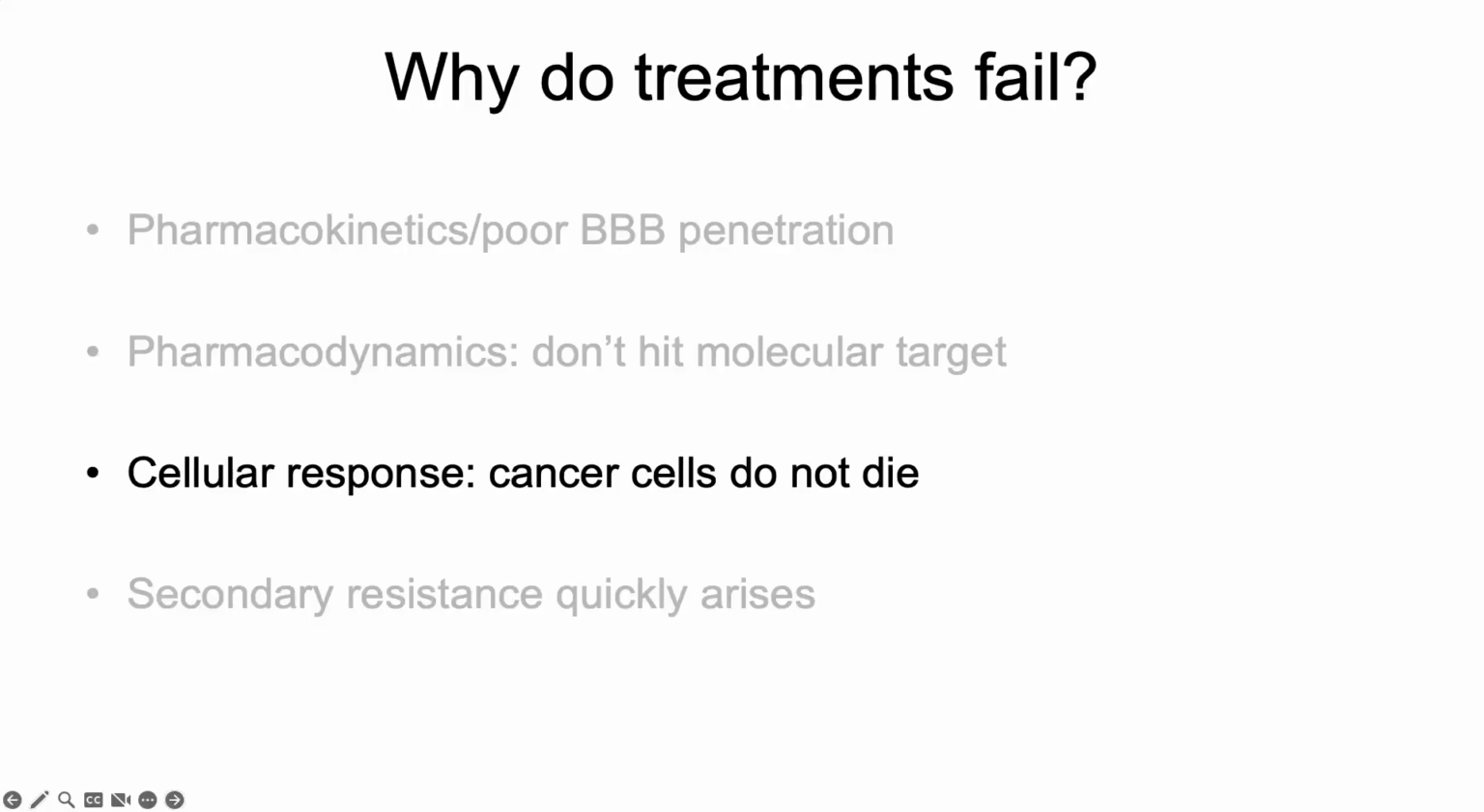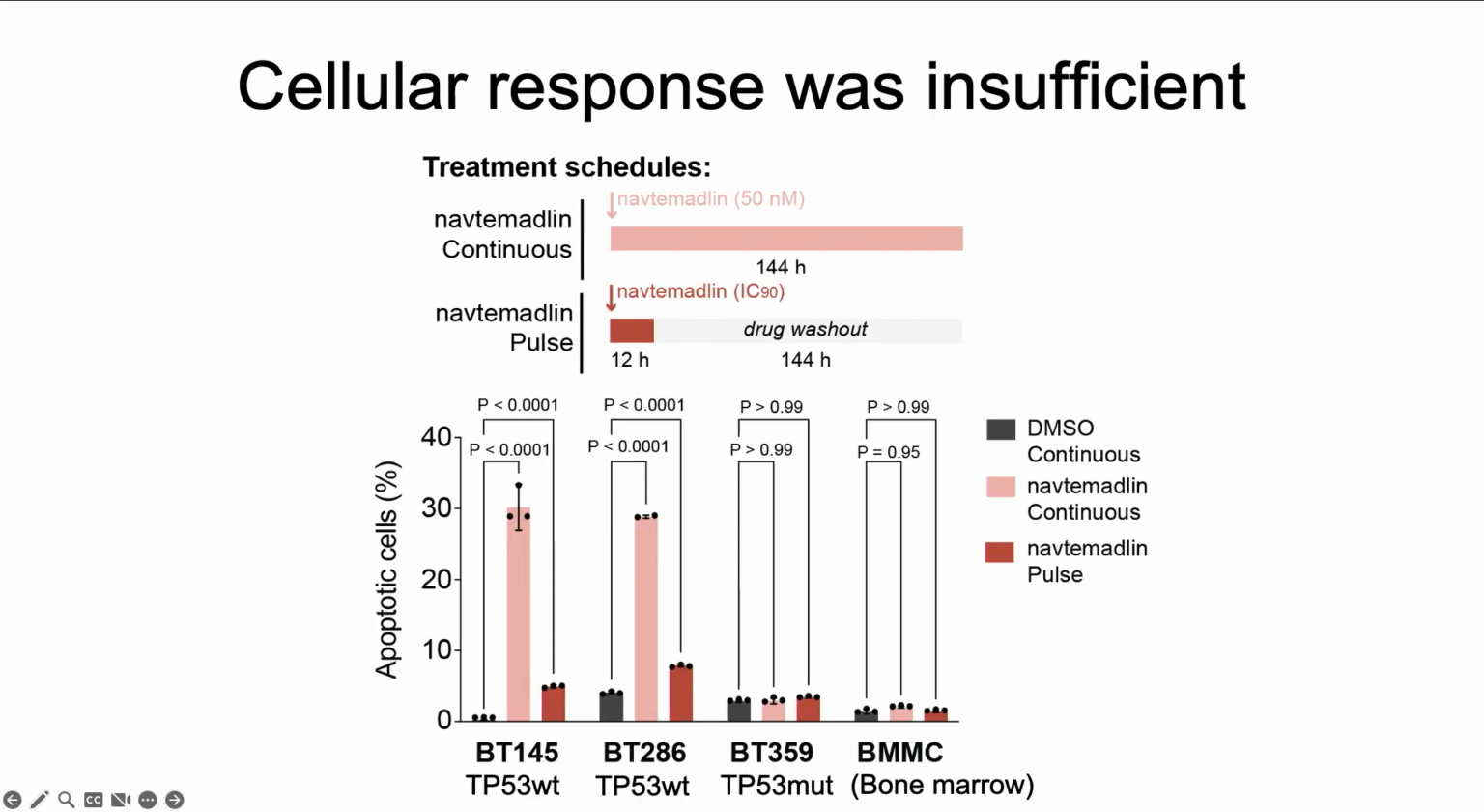So, right, so then the last thing to look at is the cellular response. And what we found was that, in fact, the cellular response was insufficient. When we used similar doses of navtemadlin in vitro to what was seen by the tumor in humans, in glioma cell lines that are p53 wild type, we got on the order of 30% apoptosis, right? So killing some of the cells, but most of the cells were not dying. You can imagine 30% apoptosis in a cancer in the brain is not going to really do that much.